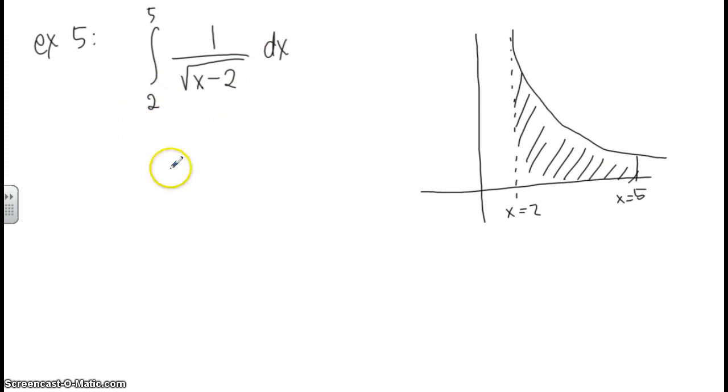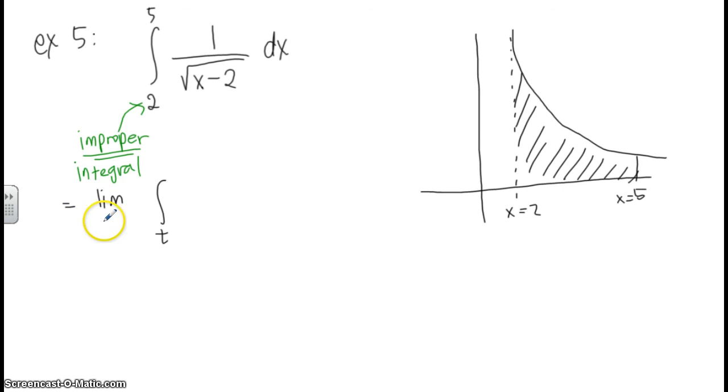Now again, this right here is still improper, because of this value right here. We have some sort of infinity value here at x equals 2. So this is still what we call an improper integral. And that improper integral, we will be changing it to an area model, to get rid of that improperness, as t approaches 2 this time from the positive side.